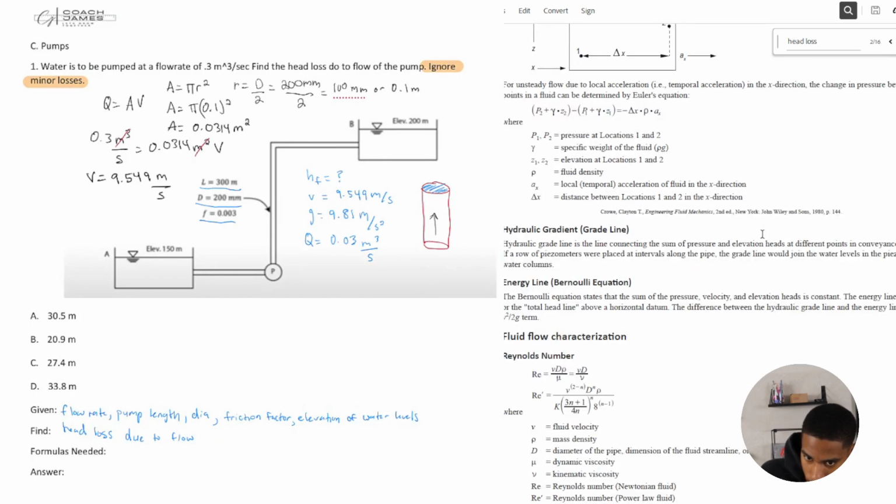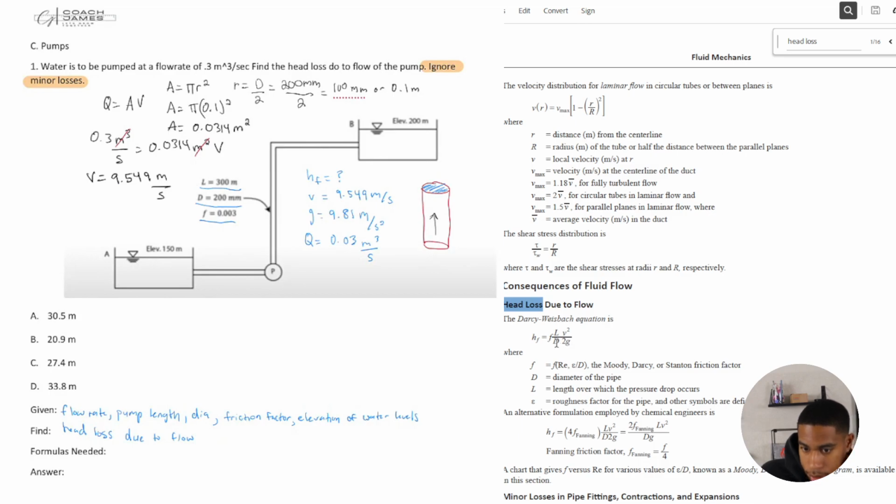We know that head loss, we're going to go back to our equation. H of F is equal to F L over D, V squared over 2 times G. I'm just pulling this equation. Okay, so now we just plug and chug all of our information in. So H of F is equal to L is 300 meters.